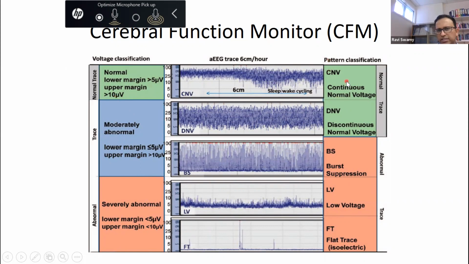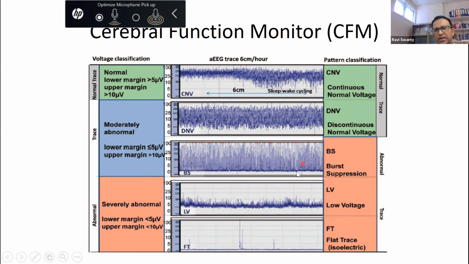There are other ways of classification, called continuous normal voltage. I don't need to worry about these things. Nobody uses that one. But these are all certain patterns. If you say normal, moderately, and severe abnormal, you are done. People will also call patterns.